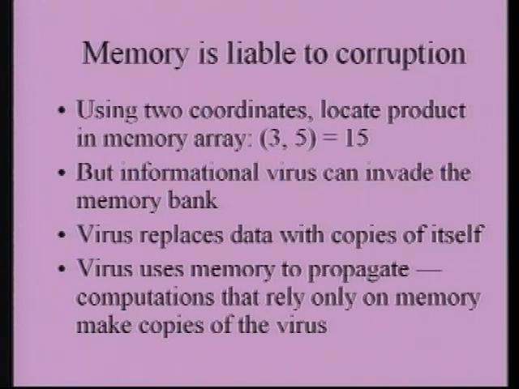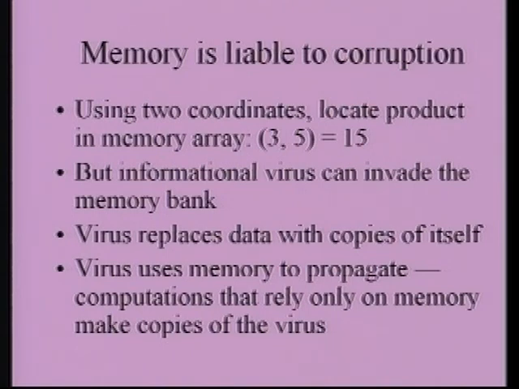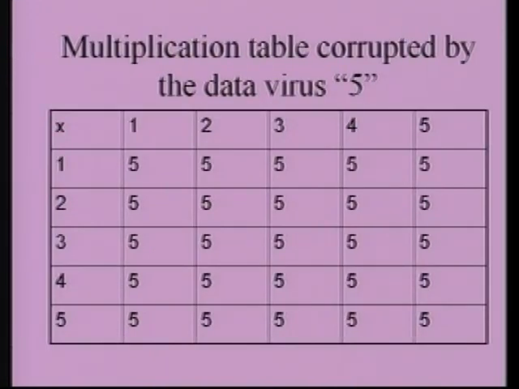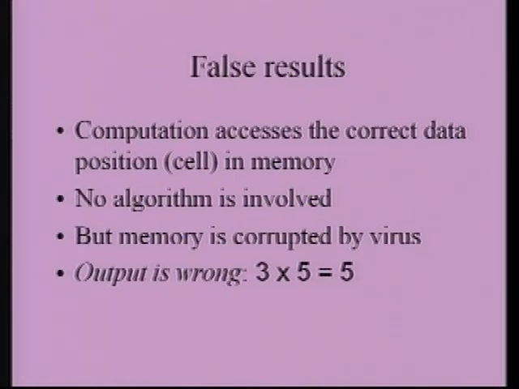What I want to get at, however, is that the memory is liable to corruption. An informational virus can invade the memory bank. And the virus, as we know, replaces data with copies of itself. The virus uses the memory to propagate. It takes it over so that any computation that relies only on memory will make a copy of the virus and will not give you the result. So our product, 3 times 5, occurs at the 3,5 point on the array, and that used to be 15. But look what happens when the multiplication table is corrupted by the data virus 5. Everything is changed to a 5. So the data virus has replaced all the memory with copies of itself. So when you use this data bank to get a result, you go to the correct data position, and you get out 3 times 5 is 5, which is wrong.